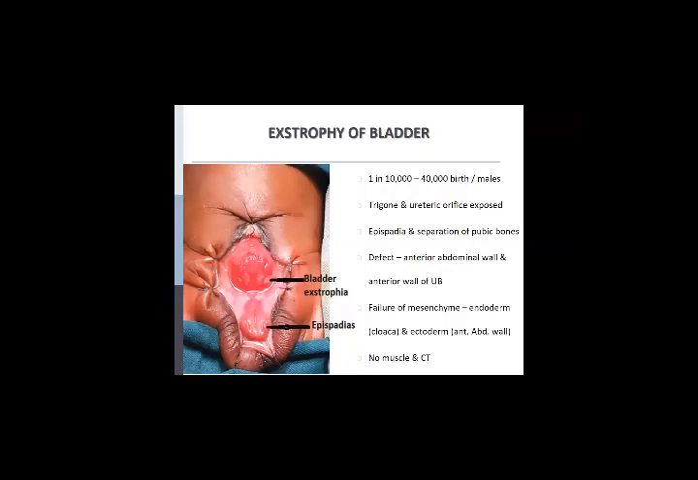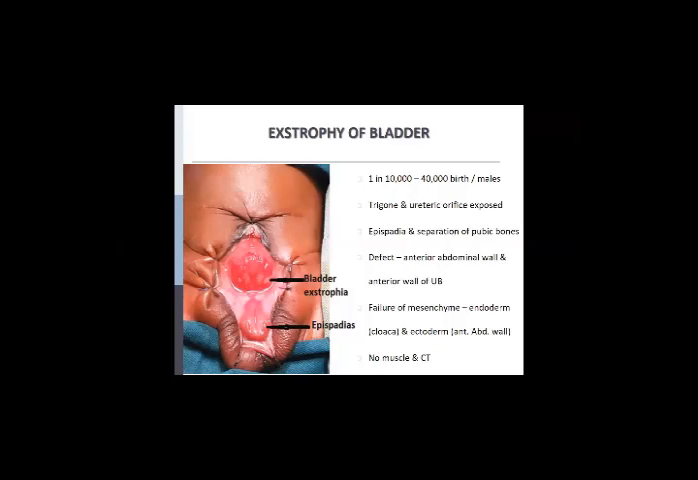Now in this, the scrotum is bifid, this is the scrotum, which is divided into two halves. The bones of the pelvis are widely separated. There is an opening of the urethra, which is called epispadias. Epispadias is written here. This is simply slitting open of the urethra. Now in this, the defect lies in the anterior abdominal wall.